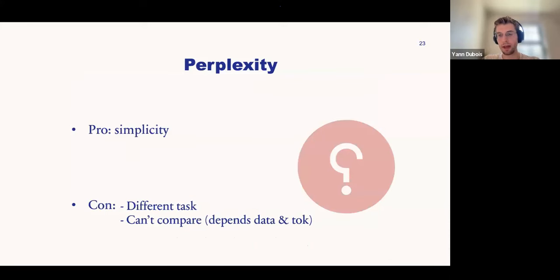So the benefit of Perplexity is that it's very simple to compute and you know exactly what you're computing. The downside is that it's actually looking at a different kind of task, which is just generating the next token, which is different than how we're going to actually use these models, which is for this free-form type of generation. And as I just said, you can't compare between different models because it depends on what data they were pre-trained on and also what tokenizer they use.